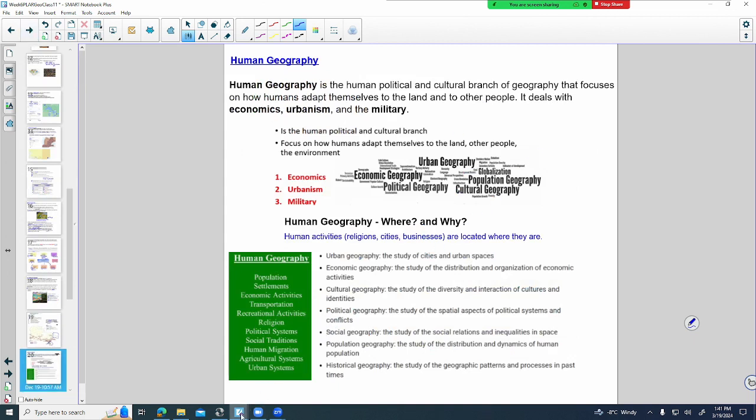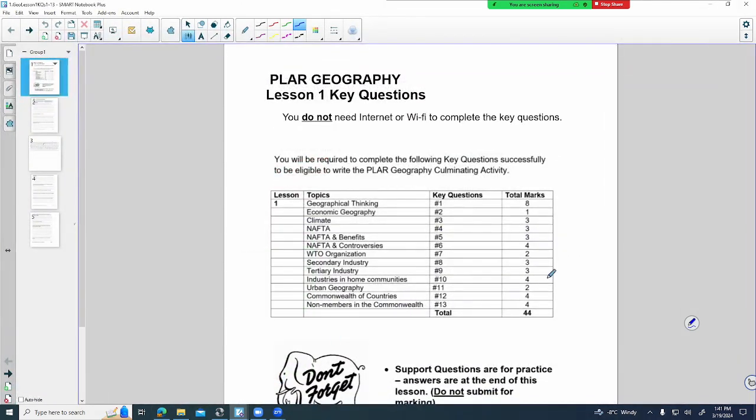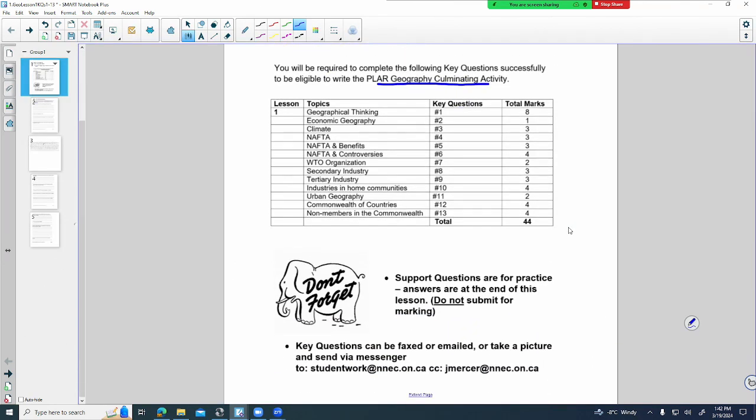Okay, so what we can do is we can try and look at our first key question for PLAR Geography. So remember, you do not need internet or Wi-Fi to complete the key questions. Most, if not all of the key questions are hand questions. That means you can put your hand or your finger right on the answer. Remember, you'll be required to complete the key questions successfully to be eligible to write the PLAR Geography culminating activity. So doing the key questions prepares you for doing the culminating. So the culminating is an open book test.